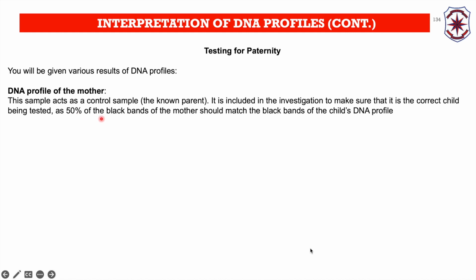This sample acts as a control sample. This is the sample of the known parent. It is included in the investigation to make sure that it is the correct child that is being tested. And 50% of the black bands or black bars of the mother should match the black bars or the black bands of the child's DNA profile. So this is given to make sure that it is the correct child that is being tested.